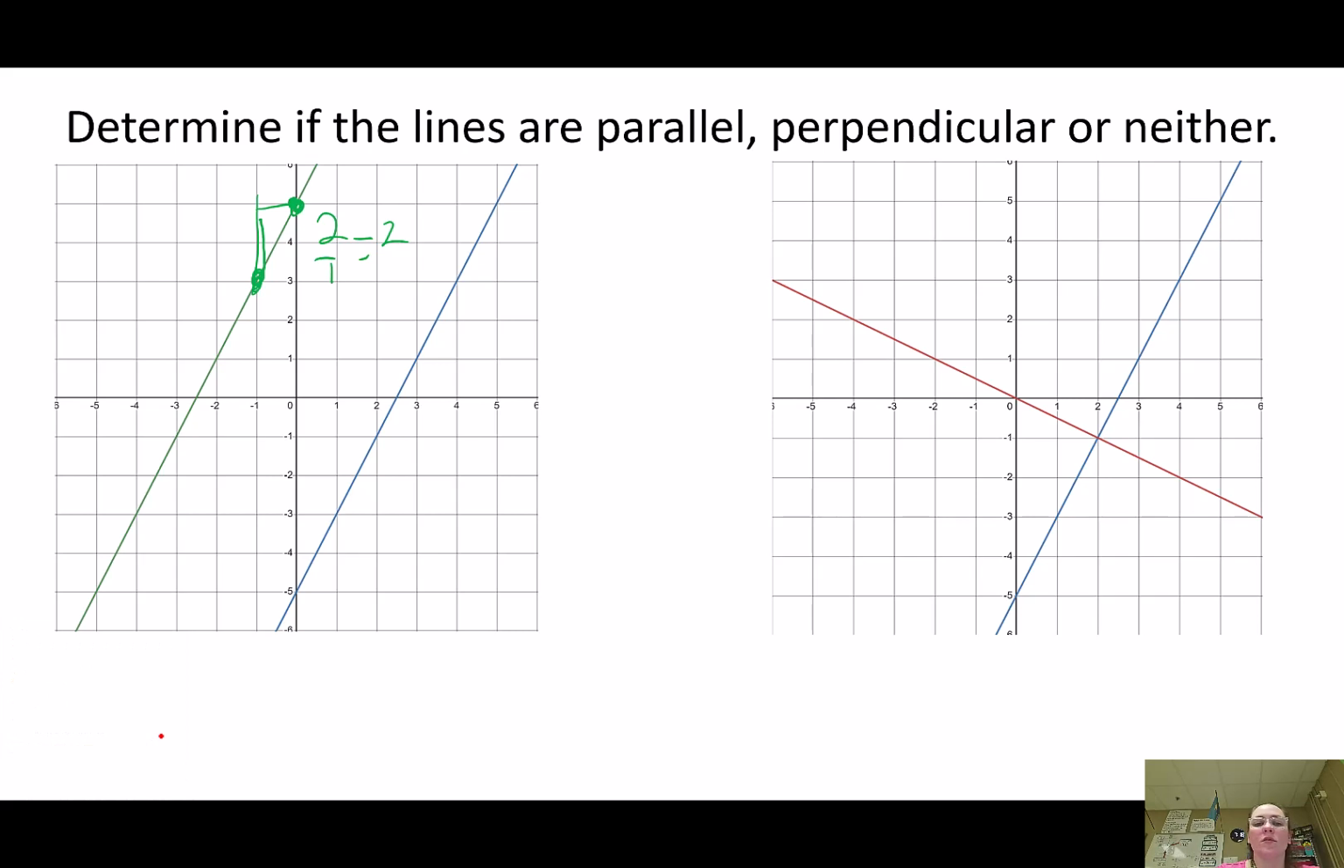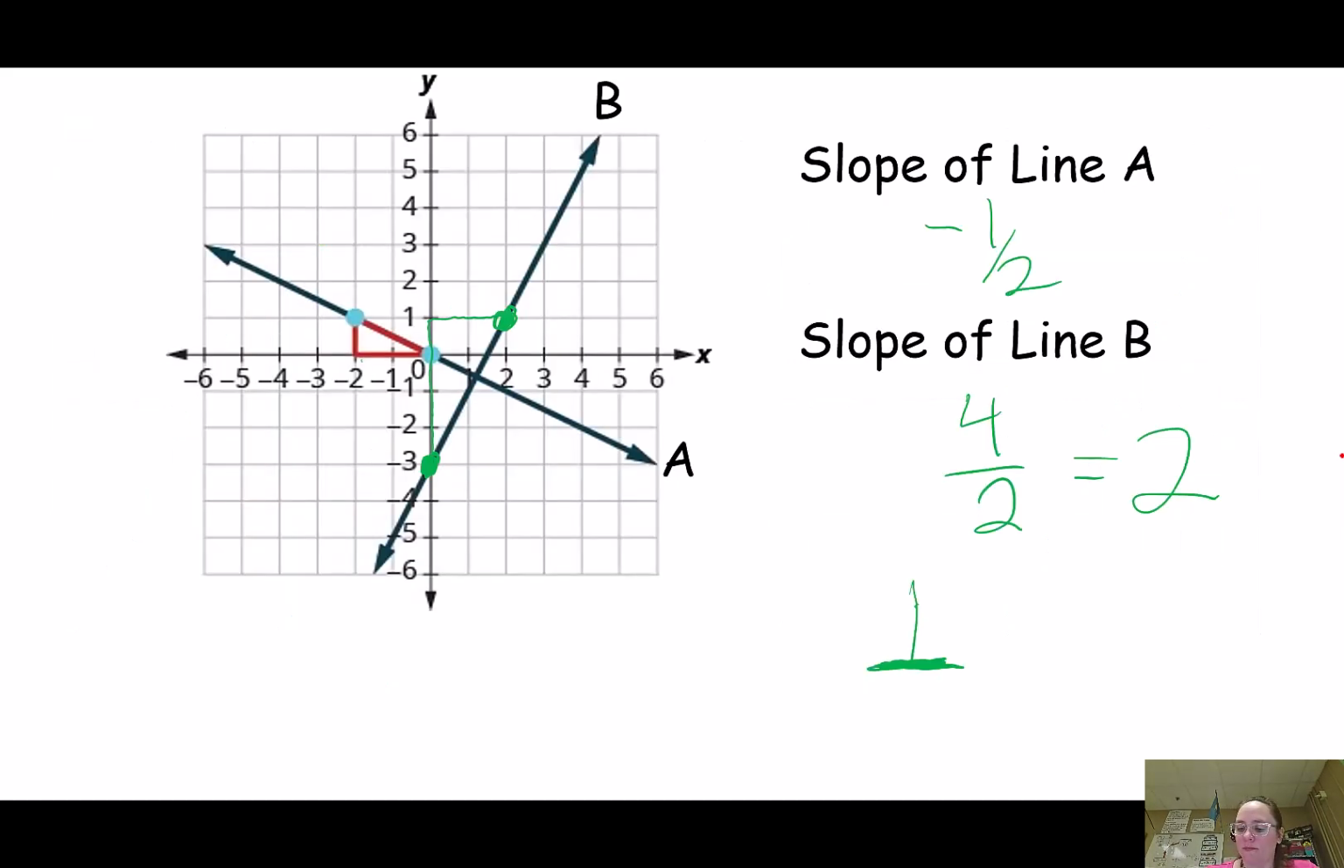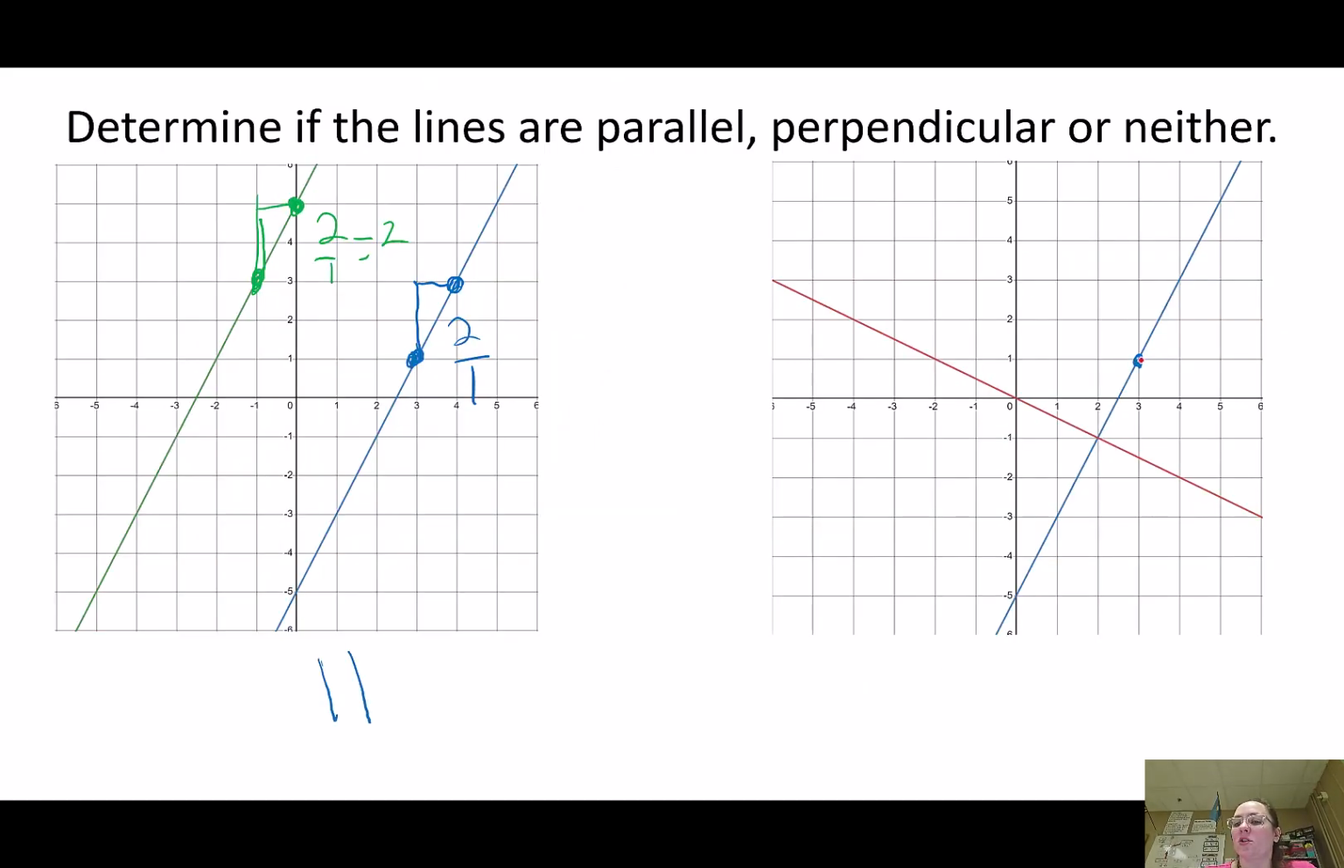Okay, looking at the blue line. See, I've got a point here and a point here. Again, my rise is 2 and my run is 1. So these have identical slopes, so they are parallel. Okay, we're going to go over here. Let's start with our blue line. So I'm going to pick 2 points on the line there.